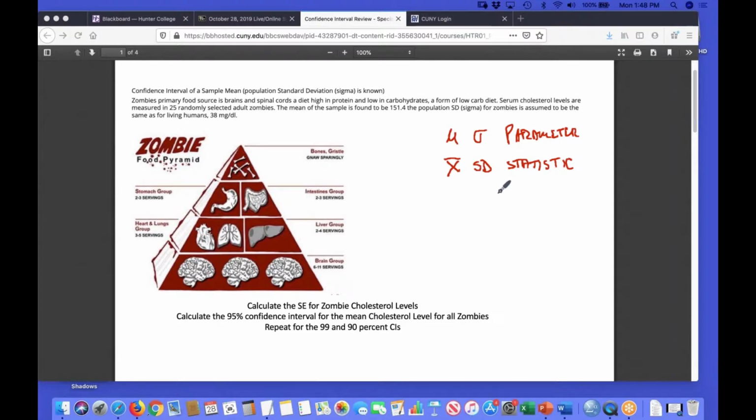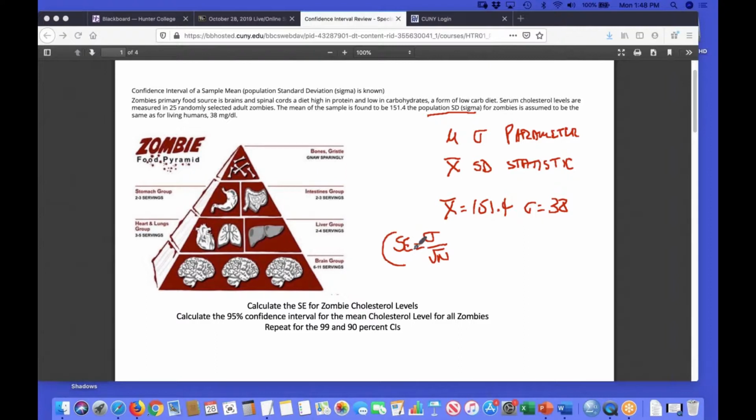In this case, we are told that we randomly selected 25 zombies and found the sample mean to be 151.4. So X bar is equal to 151.4. On the other hand, we were told that we could presume the population standard deviation, sigma, is equal to 38. Now we're asked to calculate the standard error for zombie cholesterol levels. How do we calculate a standard error? Standard error is equal to the standard deviation of the population over the square root of the sample size.